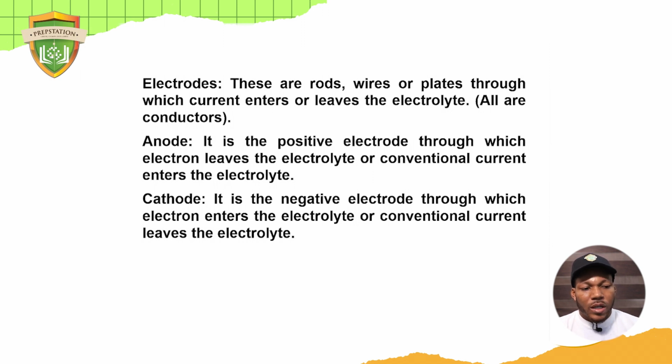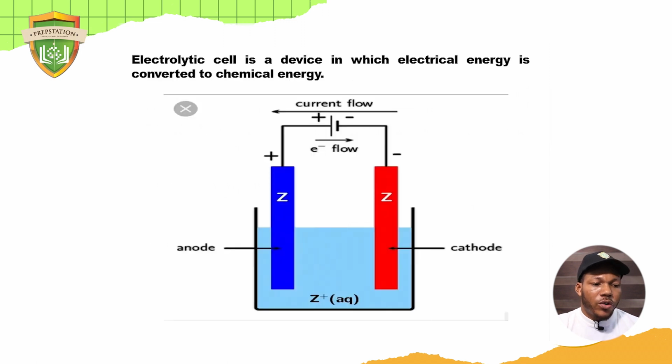The cathode is a negatively charged electrode which allows electrons to enter the electrolyte, but allows current to leave the electrolyte. We also have what we call the electrolytic cell. Now, this is a device in which electric energy is converted to chemical energy.